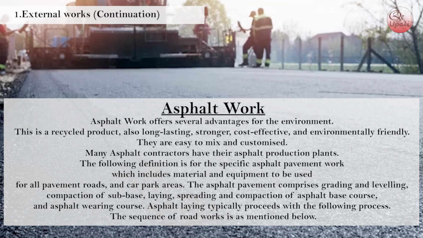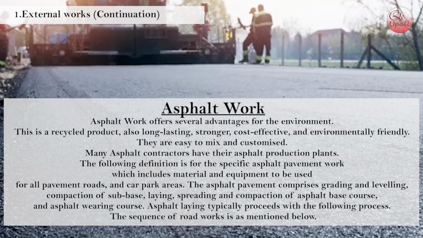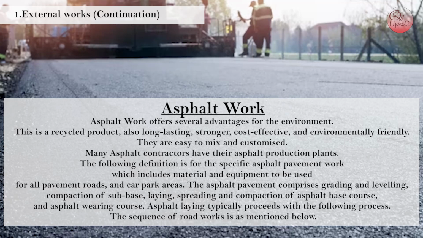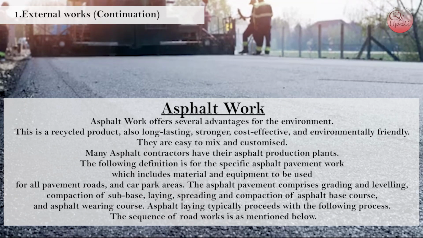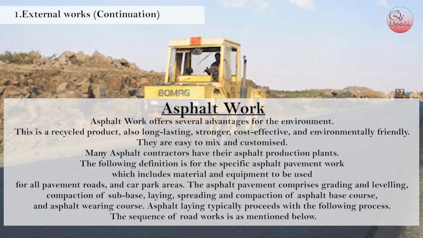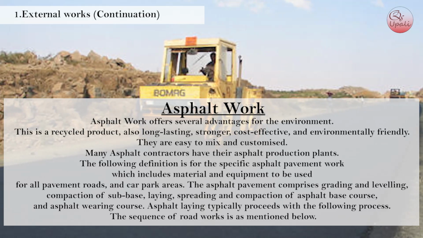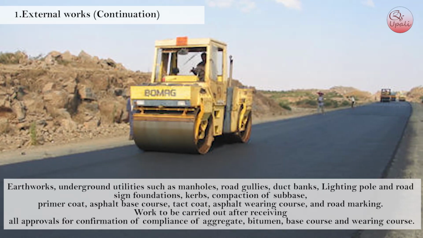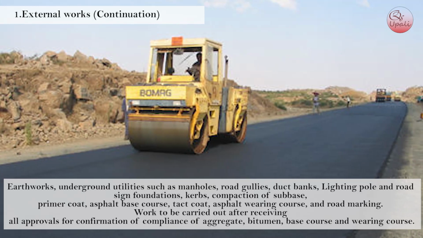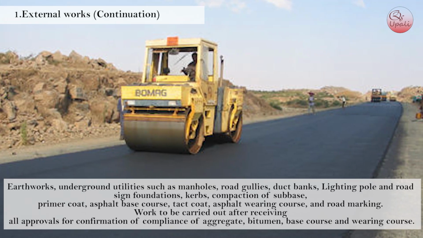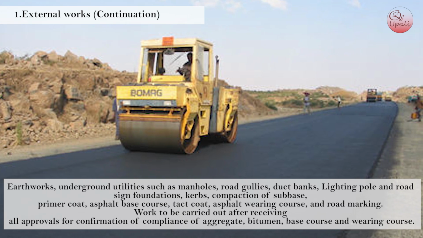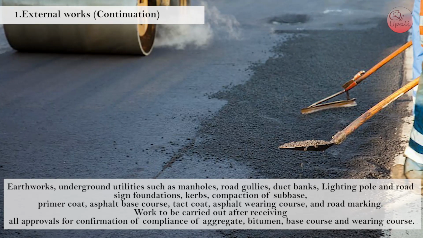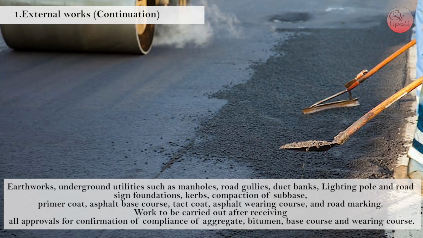The asphalt pavement comprises grading and leveling, compaction of subbase, laying, spreading and compaction of asphalt base course and asphalt wearing course. Asphalt laying typically proceeds with the following process. The sequence of roadworks is as mentioned below. Earthworks, underground utilities such as manholes, road gullies, duct banks, lighting pole and road sign foundations, kerbs, compaction of subbase, primer coat, asphalt base course, tack coat, asphalt wearing course and road marking.